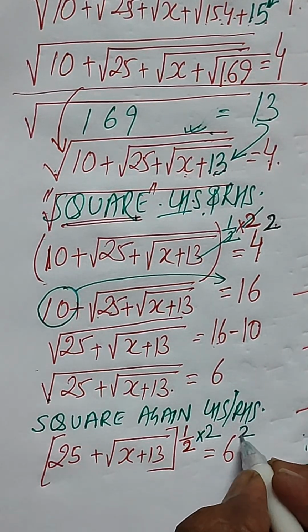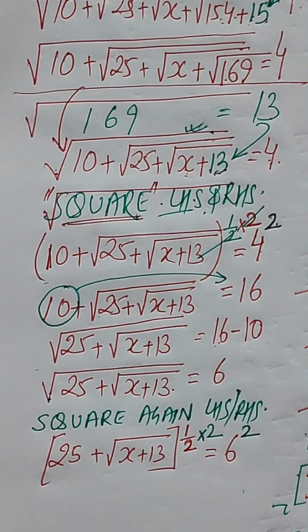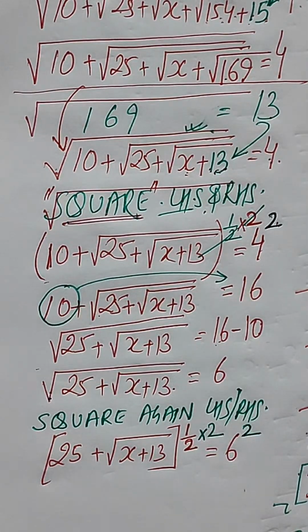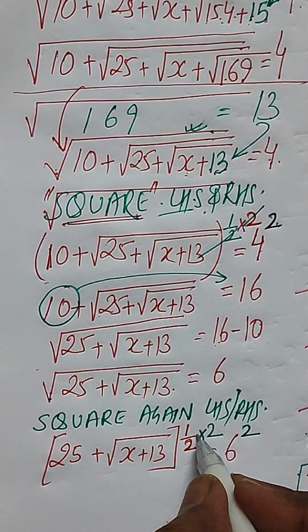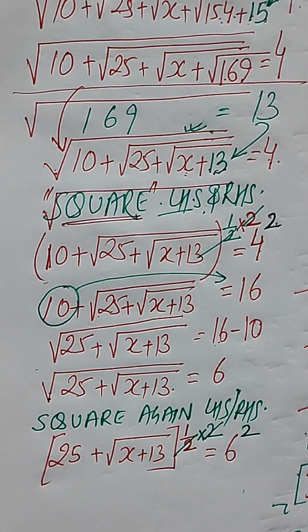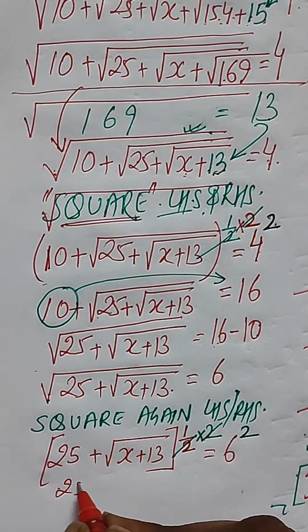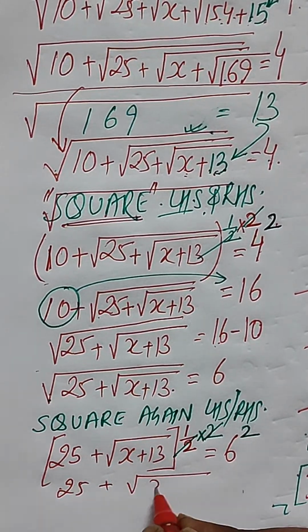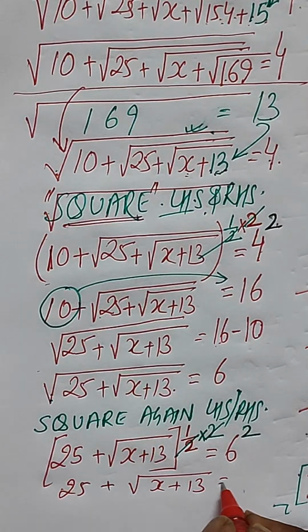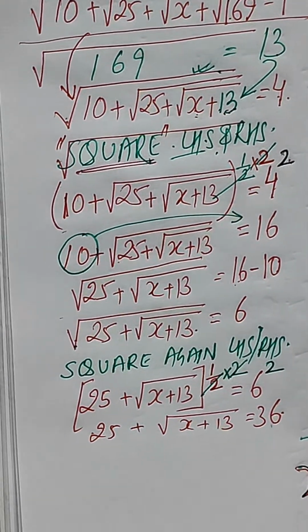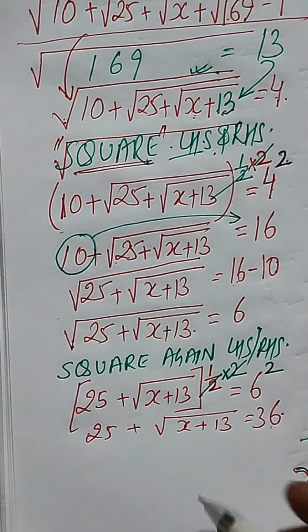We need to square the RHS also, so this will give you 6 square. Before proceeding to the next step, you can see this 2 and this 2 can be cancelled in the exponent of the LHS, right? So we are left with 25 plus root over 25 plus root over x plus 13 is equal to 36, right? Let us see what we can do in the next step.